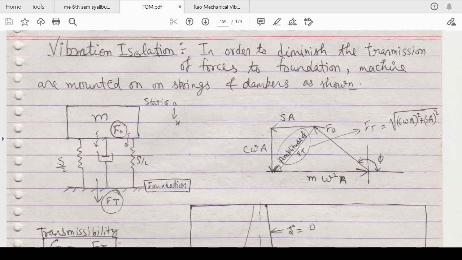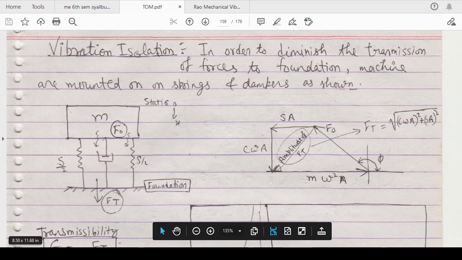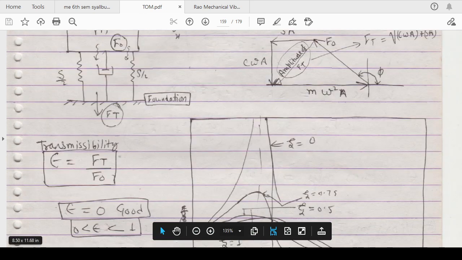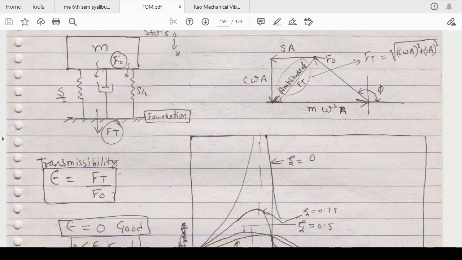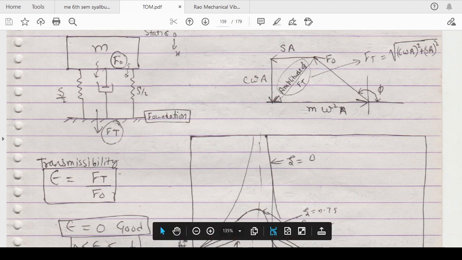So same thing, you can mount it on springs or dampers, as you can see here in the picture. This Ft is transferred to the foundation, and your task is to reduce this particular force transmitted to the foundation. This Ft is the force transmitted to the foundation, and this Fo is the external force applied. So the ratio of these two is called transmissibility.